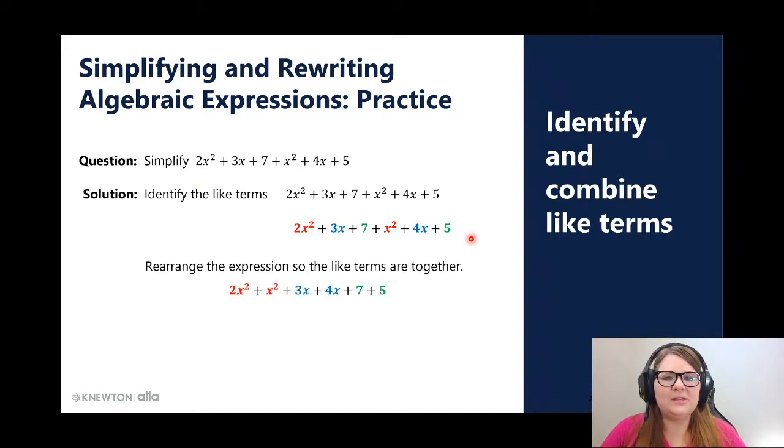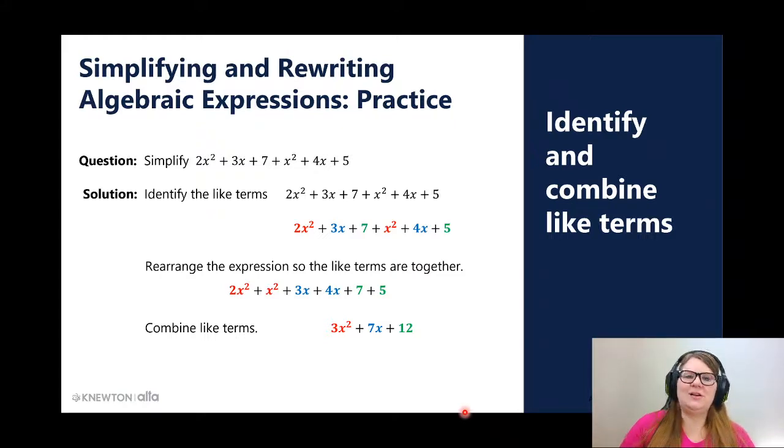So now we are going to rearrange it to group everything together that is a like term. And now we can simplify 2x squared plus x squared, remembering that this is really a 1x squared. So 2 plus 1 is 3, so 2x squared plus x squared is 3x squared. Similarly, 3x and 4x, 3 plus 4 is 7, so we get 7x. And 7 plus 5 is 12. So we have now combined our like terms. Ta-da!